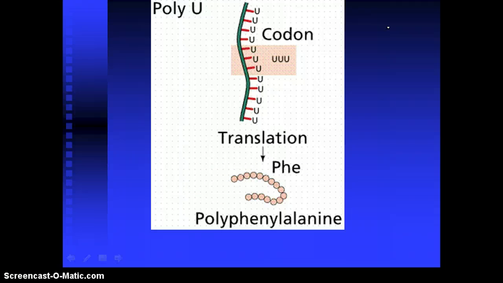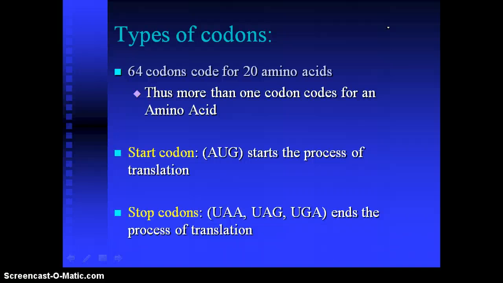This is showing you translation just in a general picture. I'll show you a little bit better in a second. The types of codons: 64 codons code for 20 different amino acids, so more than one codon codes for an amino acid. We'll show that in the chart in class. The start codon is AUG. It starts the process of translation. AUG codes for methionine, and every protein in your body starts with that amino acid. The stop codons are UAA, UAG, and UGA.